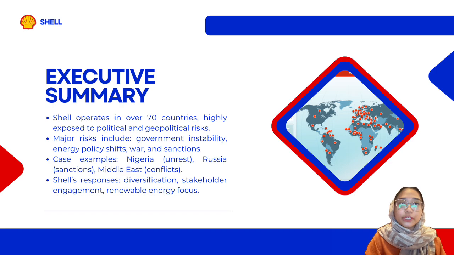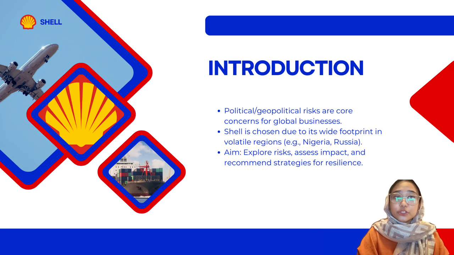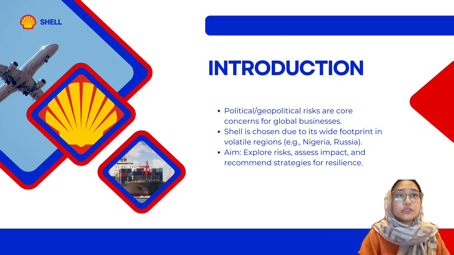For the introduction, political and geopolitical risks are now one of the biggest concerns for global business. These risks can quickly affect operations, cause financial loss, and damage a company's reputation. Shell is a good case to study because it has operations in many regions that are politically unstable, like Nigeria, Russia, and some parts of the Middle East. This makes it a company that is highly exposed to global political change and risk.